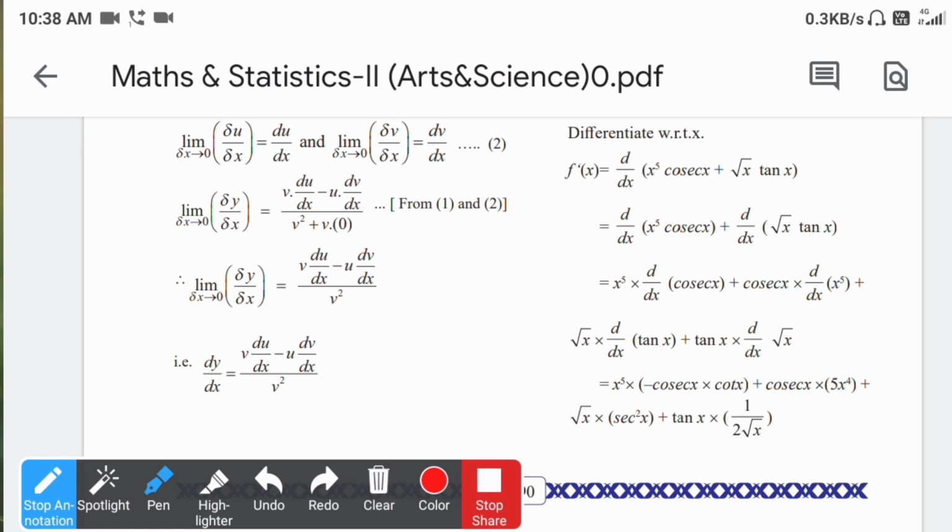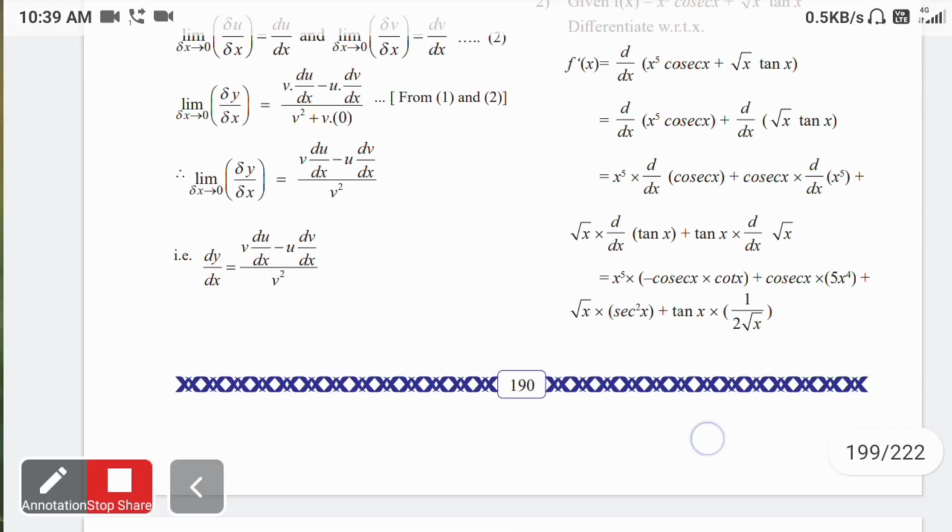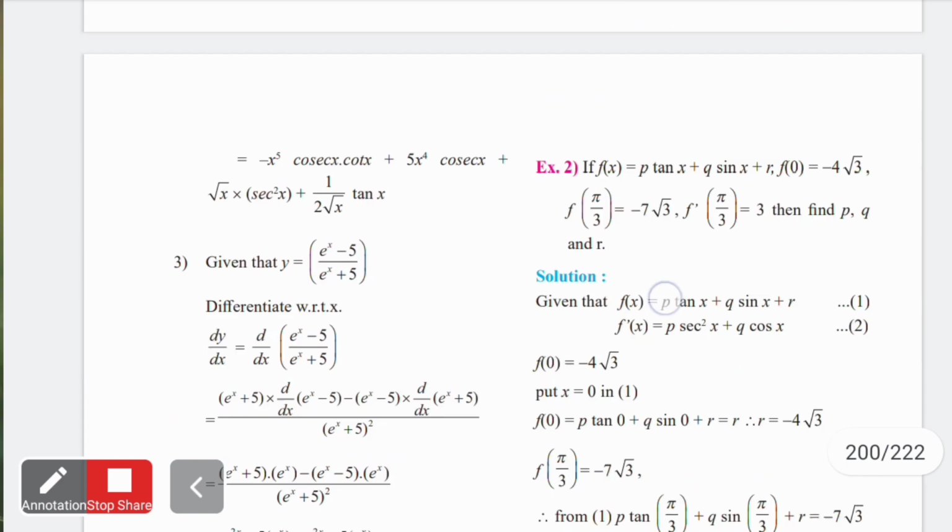Here we have used the x raised to n rule. Now next, again square root of x into derivative of tan x. The derivative of tan x is sec square x, and last, that is tan x into derivative of square root of x. The derivative of square root of x is 1 by 2 root x. So here we have used the derivatives of trigonometric as well as algebraic functions.